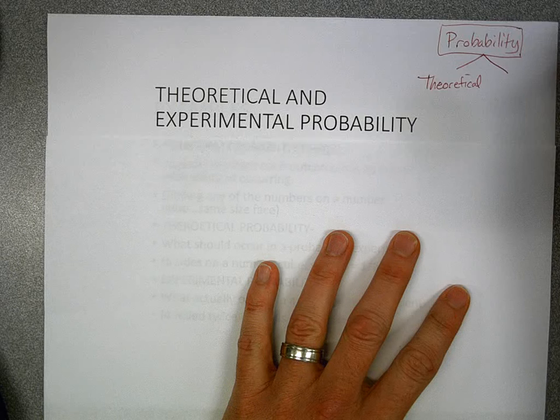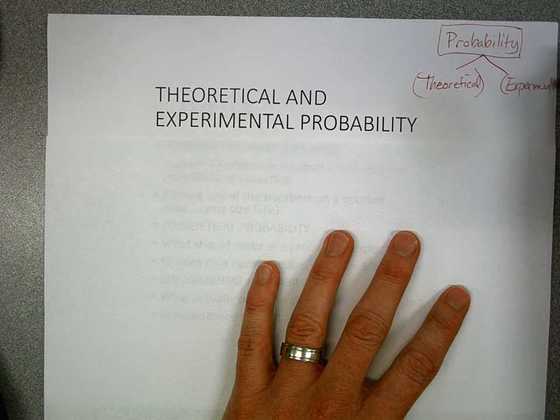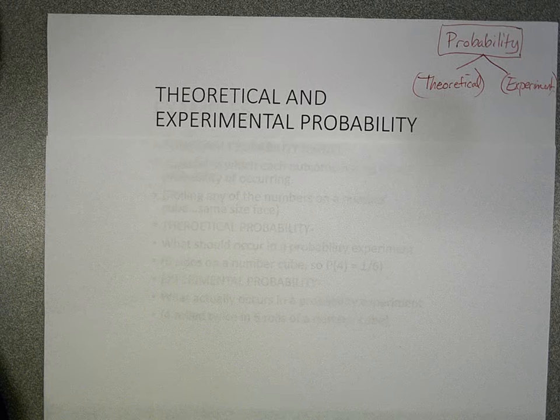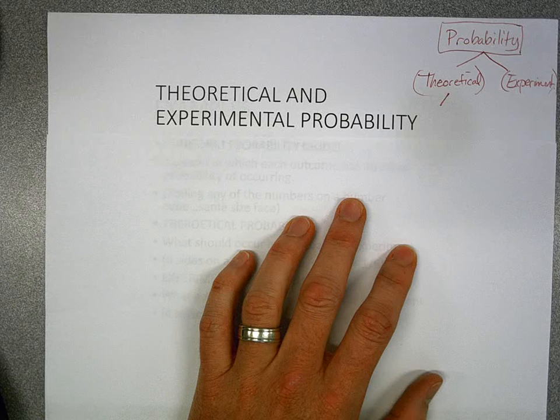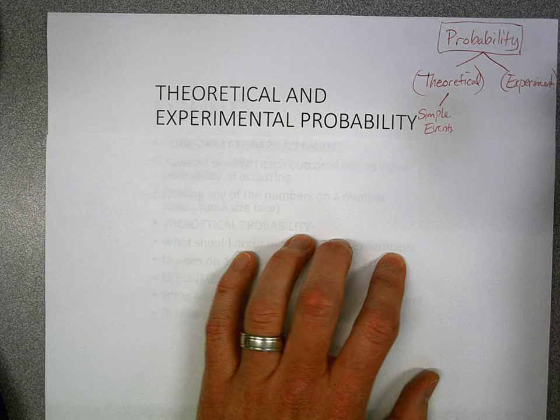Theoretical probability and experimental probability. So, what's the difference? Well, that's actually what this lesson's about. Now, just to give you a heads up, a type of theoretical probability is what we just learned last lesson. Simple events is a type of theoretical probability.